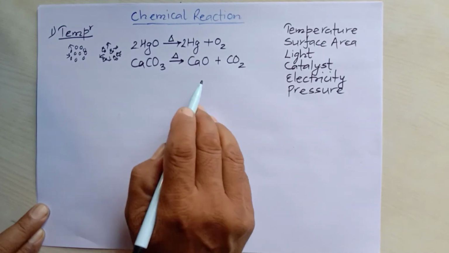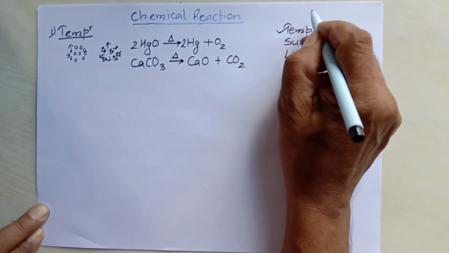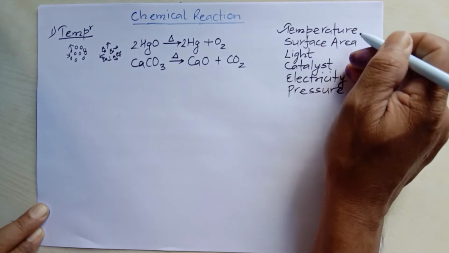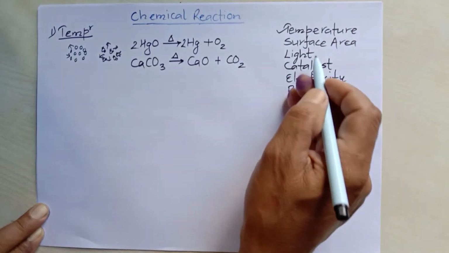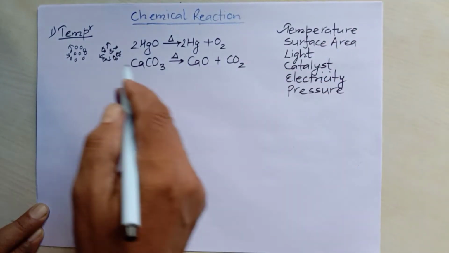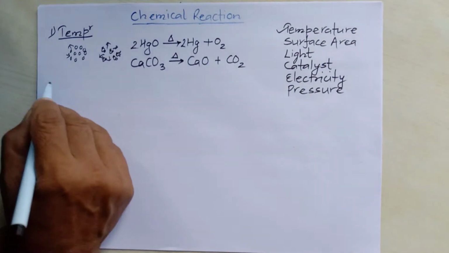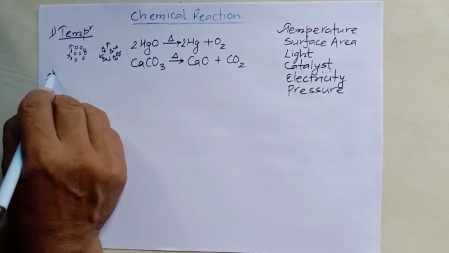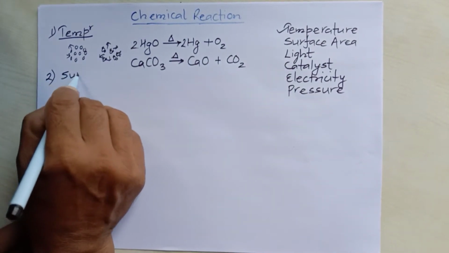This is another example. This is about temperature. One of the factors which affects the rate of reaction is temperature. How it increases the rate of reaction, I told you with this example. Okay, now next let's talk about the second one, surface area.